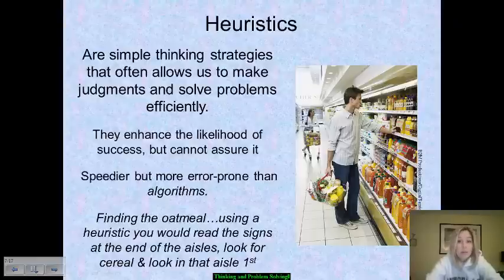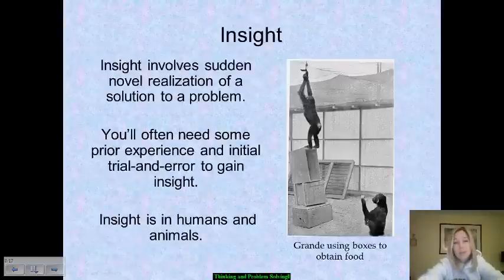It is much more speedy, obviously, it's a lot quicker, and you can see down here in the example, same thing, we're going to use oatmeal again at the grocery store. Instead of running up and down every single aisle to make sure that you can find the item that you want, what you do is you read the signs at the end of the aisle and you look for cereal, and you know that that is basically going to be right around in that area, and so then you look to that aisle first rather than looking through every single one of them. So it is much quicker. But at the same time, it is much more error prone than algorithms, and we'll get into that in a bit.